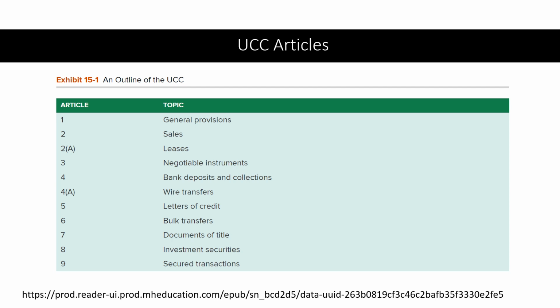Now, as we said, the UCC is divided up into articles, and so you can see the various articles here. We're mostly concerned about Article 2 with regard to sales and Article 2A with regard to leases.